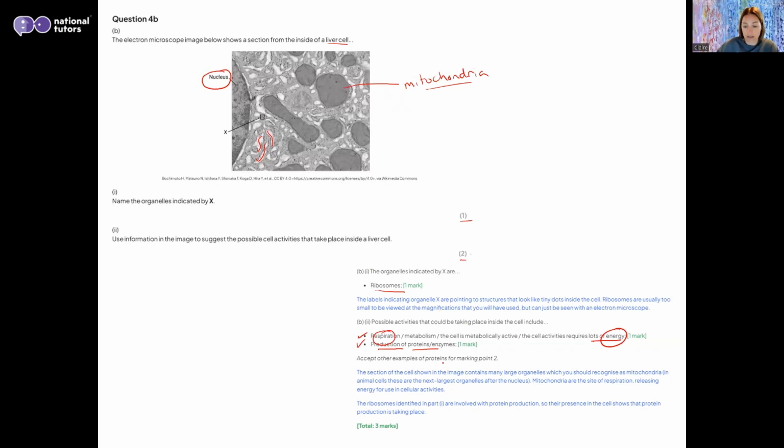Okay. So again, looking at exam applications, two marks. So you want activities, multiple activities. So it's being able to identify the organelle, but also identifying the other organelles like the ribosomes and what they do. Okay.